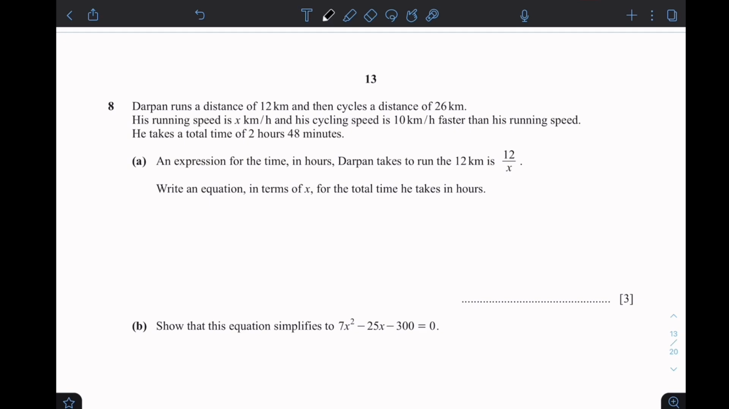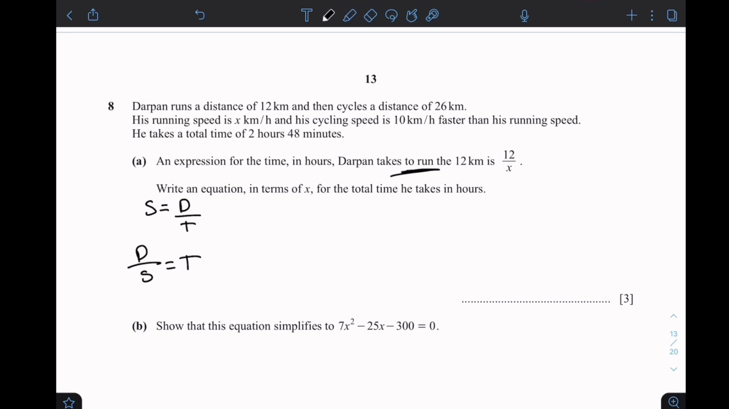An expression for this time in hours Darpin takes to run the 12 kilometers is 12 upon x. Sorry about that. And now it says write an equation in terms of x for the total time he takes in hours. Okay, so now we know speed is equal to distance upon time. If we simplify this to make t the subject, you do distance divided by s, which is equal to t.